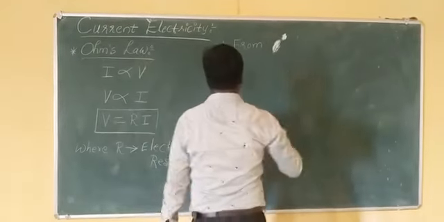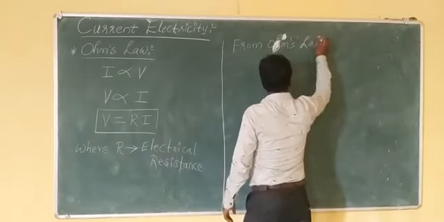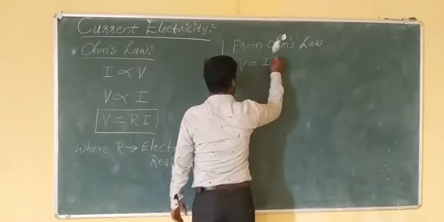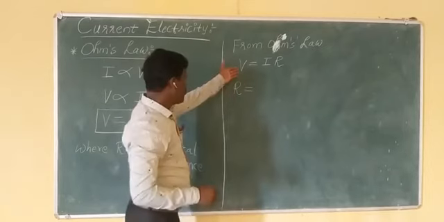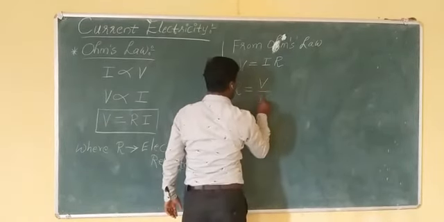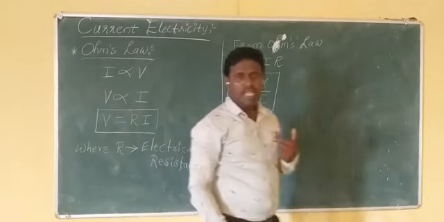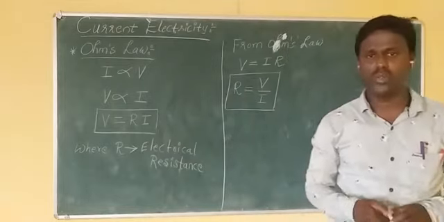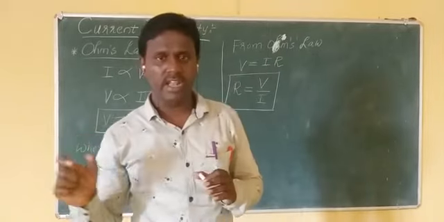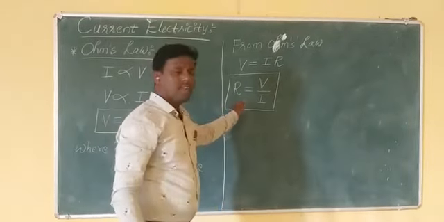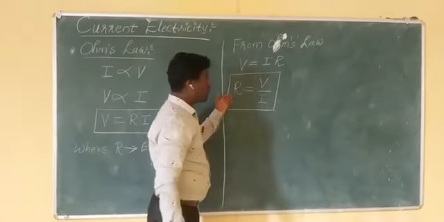So from Ohm's law, V equals IR, right? From this relation, R equals V by I, where V is the potential difference given to the conductor by means of the battery eliminator or a cell connected to the wire, and I is the electric current flowing through the wire. So R equals V by I.